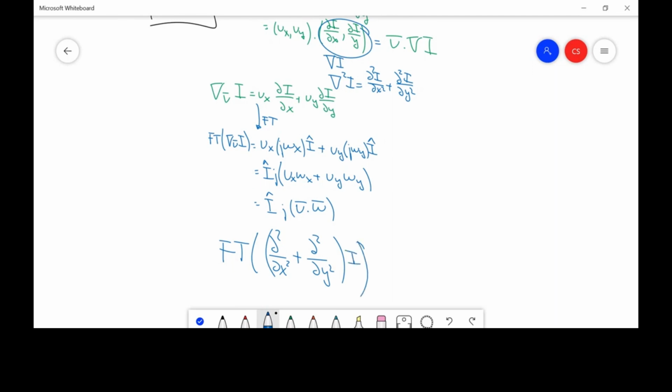Okay, so this is a differential operator applied to a function. And then the Fourier transform of this is, well, 4 pi squared, but you don't care about that, and then omega x squared plus omega y squared, and then the Fourier transform of the image. What is this? That is the modulus of the vector omega squared. So computing the Laplacian in the Fourier domain is extremely easy. You simply have to multiply by that.